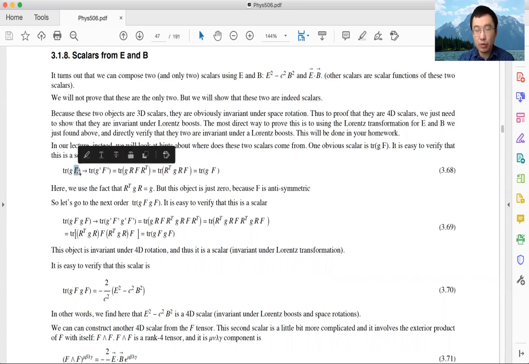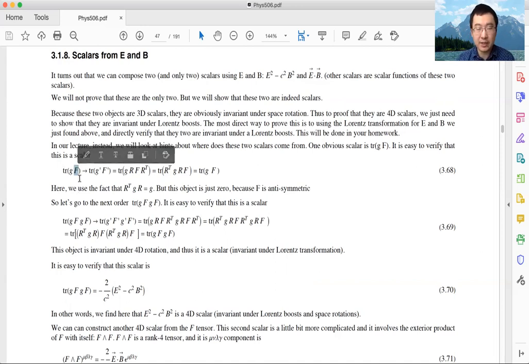Remember, a rank 2 tensor is a matrix. The metric tensor is also a matrix. Matrix times matrix is a matrix, so this is just a matrix product. For a matrix product, we can then take a trace, adding the diagonal terms together. This object turns out to always be a scalar, no matter what rank 2 tensor you use.